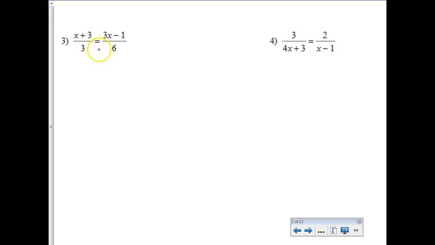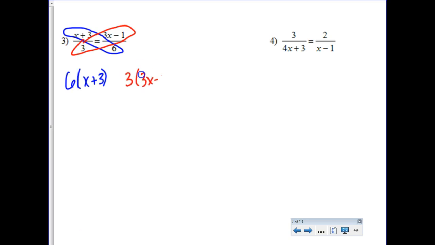So for 3 and 4, we have cross product questions. We have proportions. So you're going to cross multiply them, which means you take this diagonal and multiply it together. So the 6 is being multiplied by x plus 3. And then similarly, you do the other diagonal, and then you set them equal to each other. So 3 is being multiplied by 3x minus 1, and these have to equal. So we're going to distribute the 6, we're going to distribute the 3, and you get 6x plus 18 equals 9x minus 3.